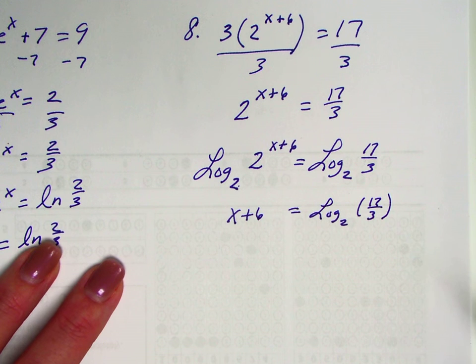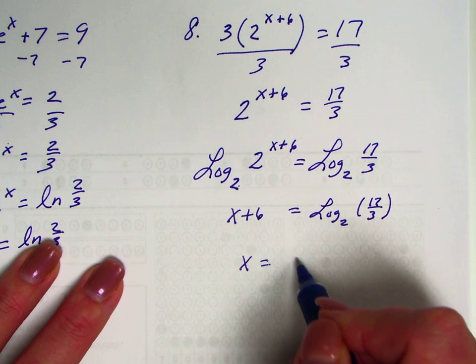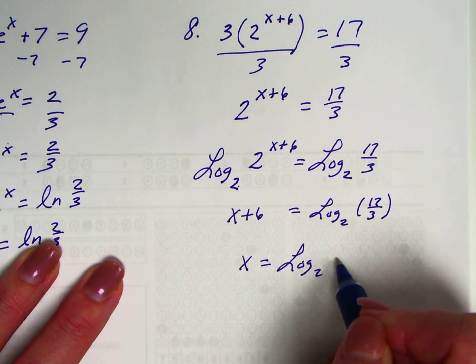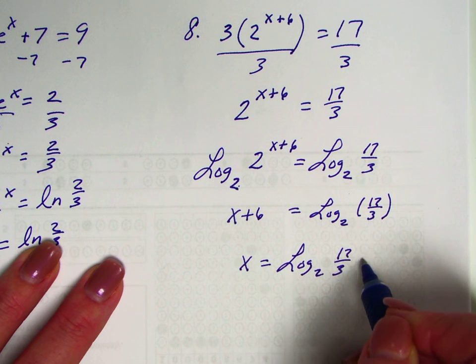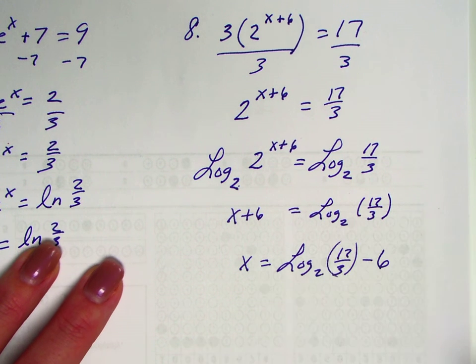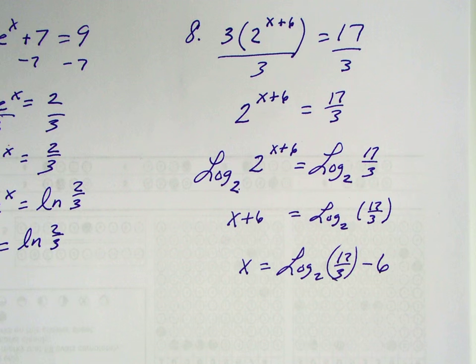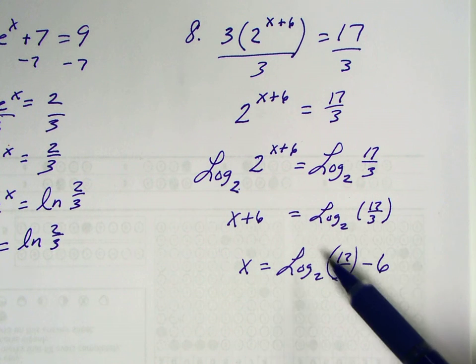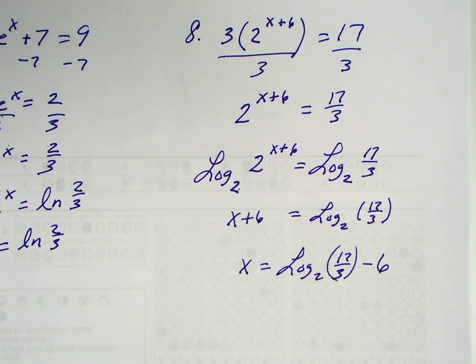Last step would be to subtract 6 from both sides. So x is going to equal the log base 2 of 17 over 3 minus 6. Yep, so you'd first do the log base 2 of 17 over 3, right? And then subtract 6 from it.